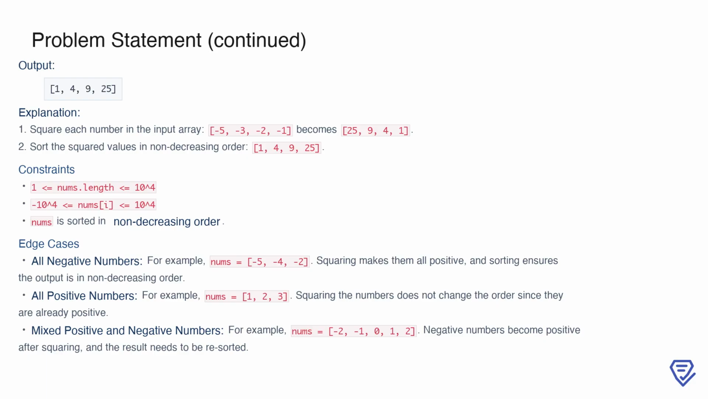For edge cases, consider arrays with all negative numbers, such as -5, -4, -2. Squaring makes all elements positive, and sorting ensures the output is in non-decreasing order. For arrays with all positive numbers, such as 1, 2, 3, the order remains unchanged because squaring positive numbers doesn't disrupt their order. Mixed arrays, like -2, -1, 0, 1, 2, require careful handling because squaring negative numbers makes them positive, and a re-sort is needed to produce the correct result.